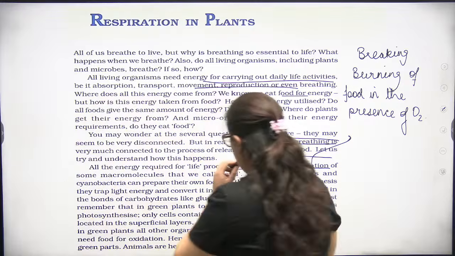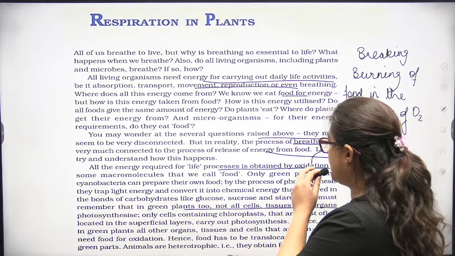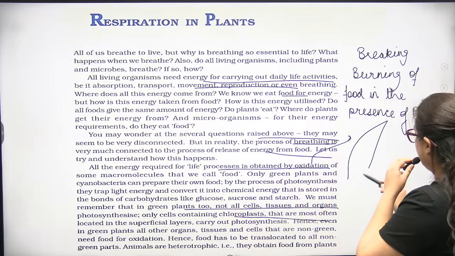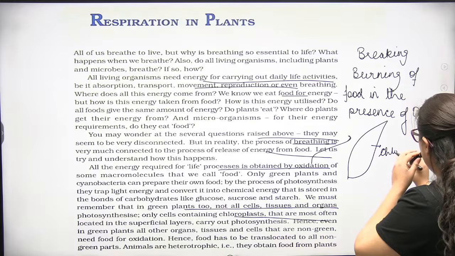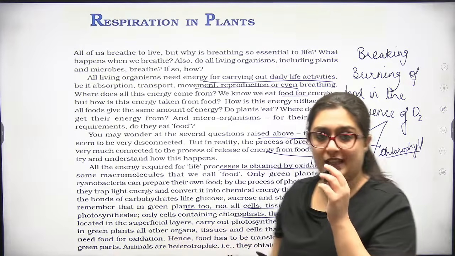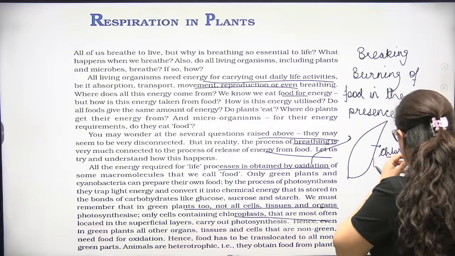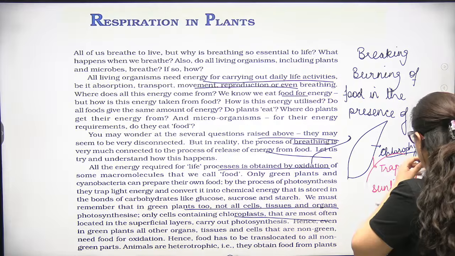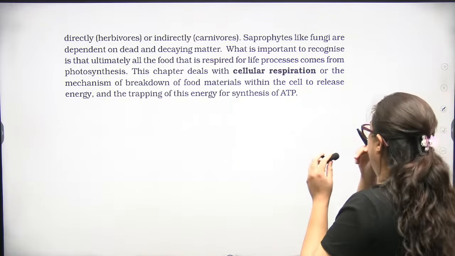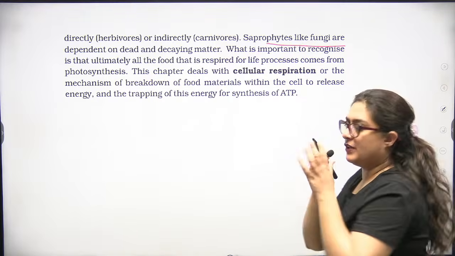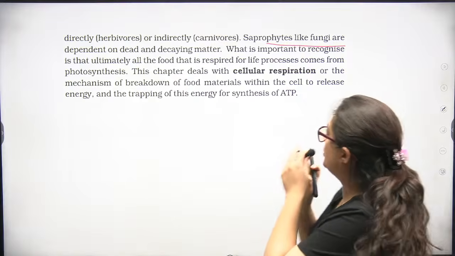Now we must remember that in green plants too, not all cells, tissues and organs photosynthesize, only cells containing chloroplast, like in the leaf. Chloroplast contains the green pigment chlorophyll, which imparts green color to the leaf as well as traps sunlight. Saprophytes like fungi are dependent on dead decaying matter, which we have already discussed in organism, population, ecosystem.